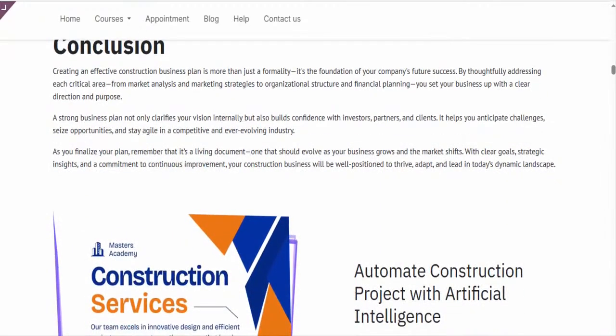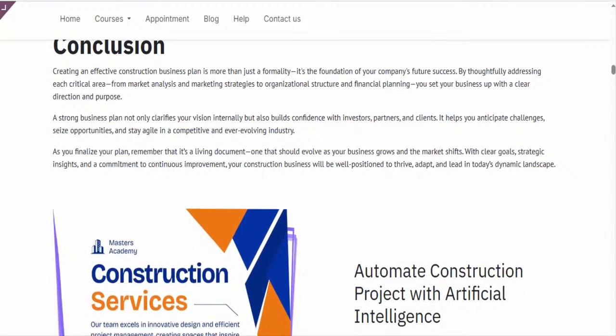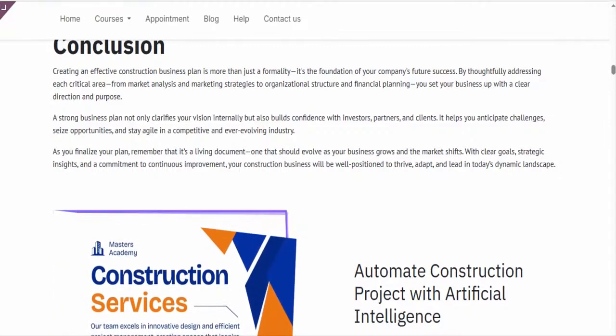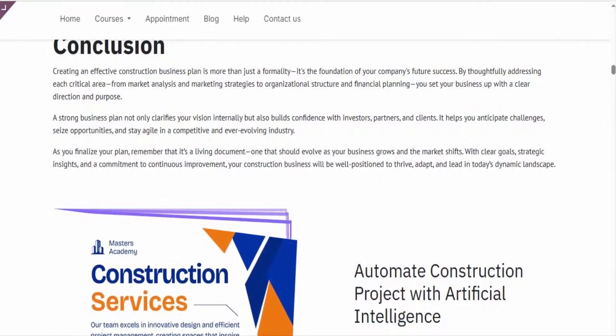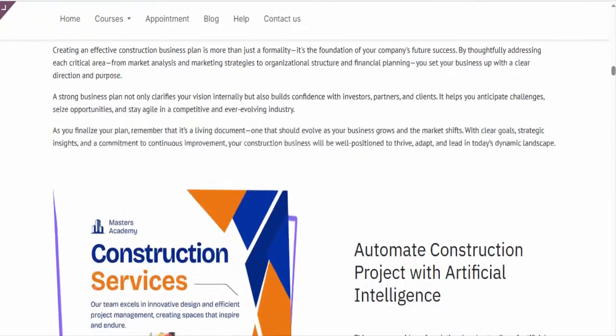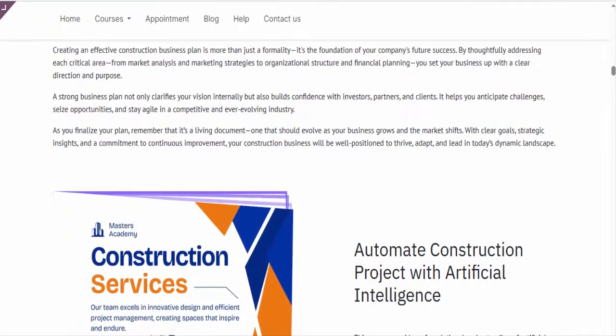Conclusion. Creating an effective construction business plan is more than just a formality, it's the foundation of your company's future success. By thoughtfully addressing each critical area, from market analysis and marketing strategies to organizational structure and financial planning, you set your business up with a clear direction and purpose.